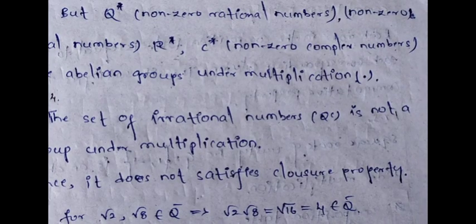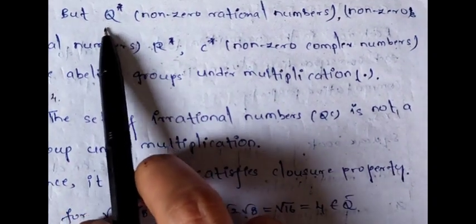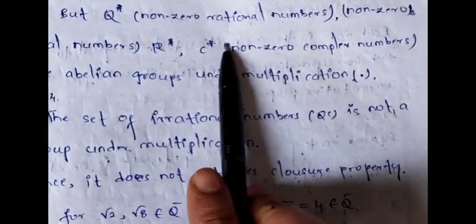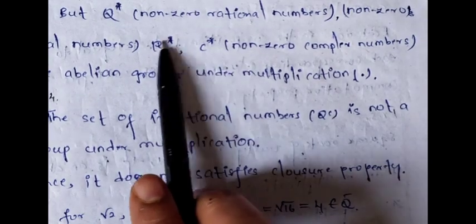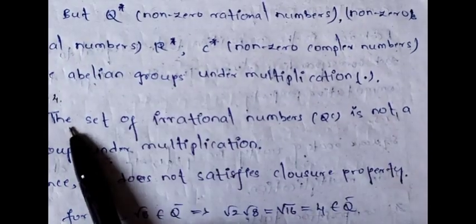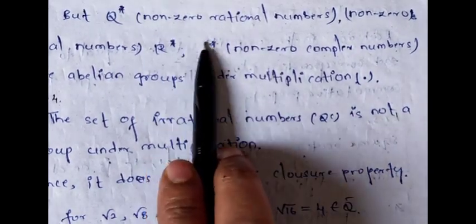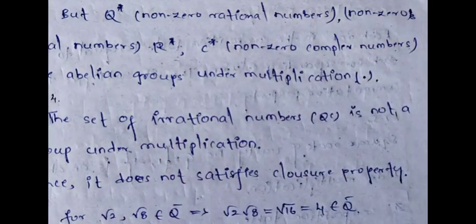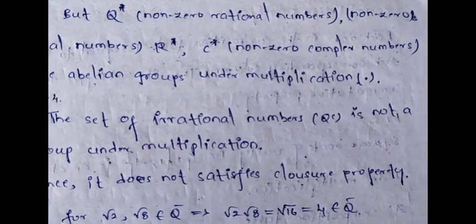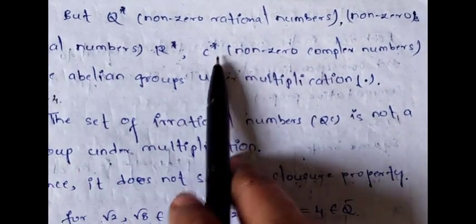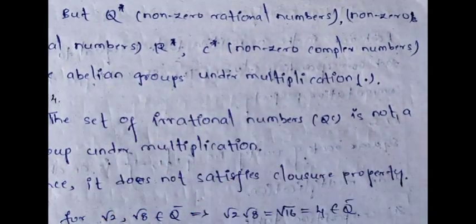Also remember that except 0, you can take all positive non-zero rational numbers, non-zero real numbers, or non-zero complex numbers. Except 0, any complex, real, or rational number forms an abelian group under multiplication also, because except 0 every element has an inverse element, that is, a reciprocal element. Suppose you take 2 by 3, then the reciprocal is 3 by 2. So every element has an inverse element under multiplication. That's why all non-zero rational numbers, real numbers, and complex numbers are abelian groups under multiplication.